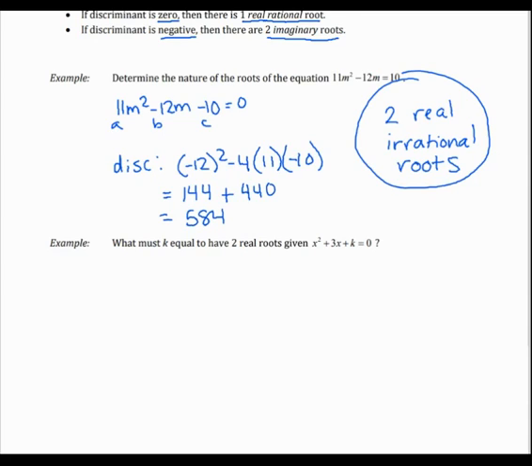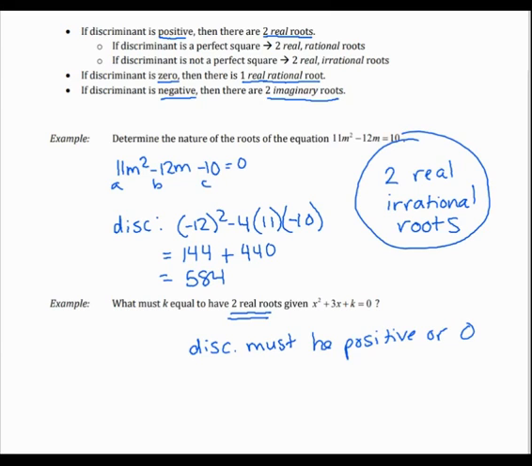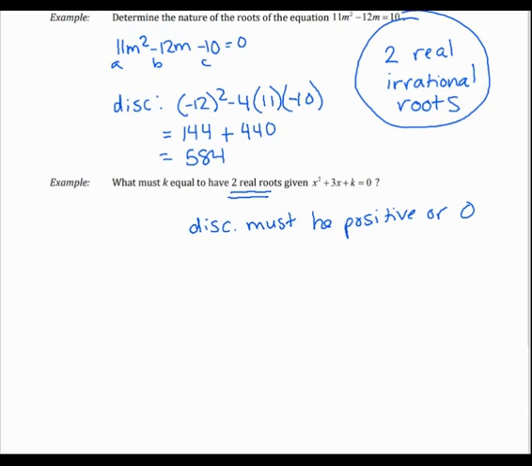Okay, the last example. What must k equal to have 2 real roots? So if I want to have 2 real roots, remember that means the discriminant must be positive or 0. Right? If I go back up to my chart, to have real roots, I'm either positive or 0. So what's another way to describe that? That means that discriminant must be greater than or equal to 0, right? To be positive or 0, it must be greater than or equal to.